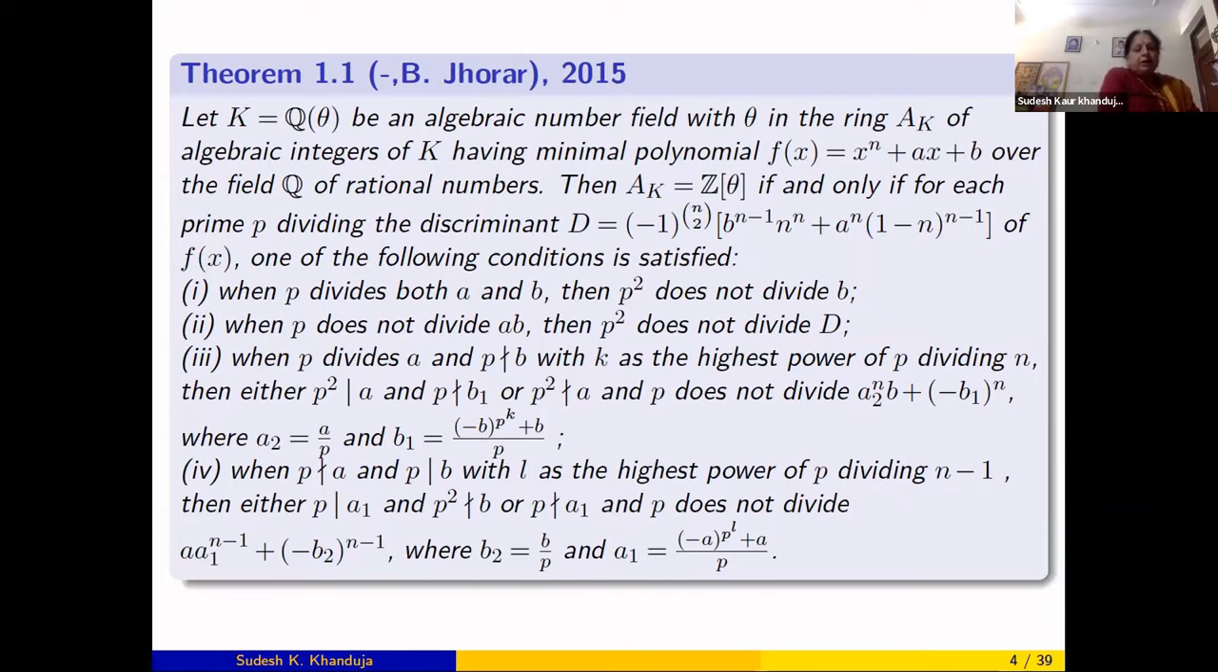When p does not divide a and p divides b with l as the largest power of p dividing b, then either p divides a_1 and p squared does not divide b, or p does not divide a_1 and p does not divide this quantity, where b_2 is b over p and a_1 is (-a - a^{p^l})/p. So she gave explicit, necessary and sufficient conditions for A_K to be equal to Z[θ] when θ is a root of an irreducible trinomial in which the second term has degree 1.